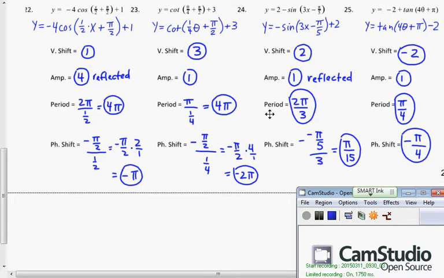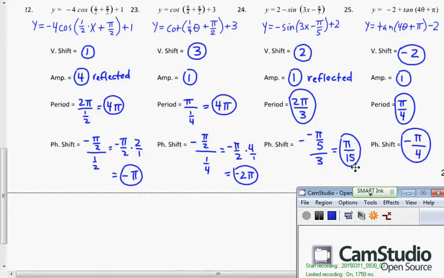And then you can find the period. It's equal to 2 pi divided by k. And the phase shift is the opposite of c, so the opposite of -pi over 5 divided by 3. Remember that to divide by 3, you can instead multiply by 1/3. And so that's how we get pi over 15 here.